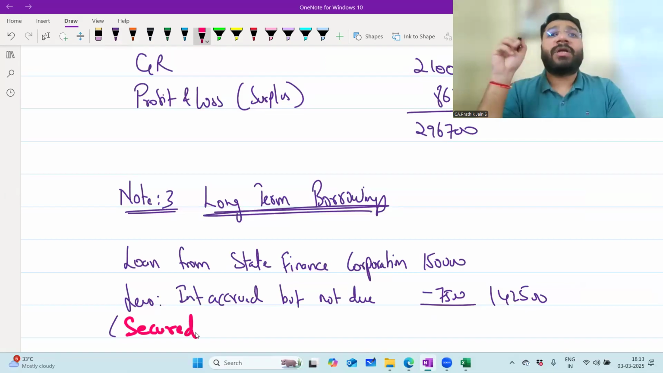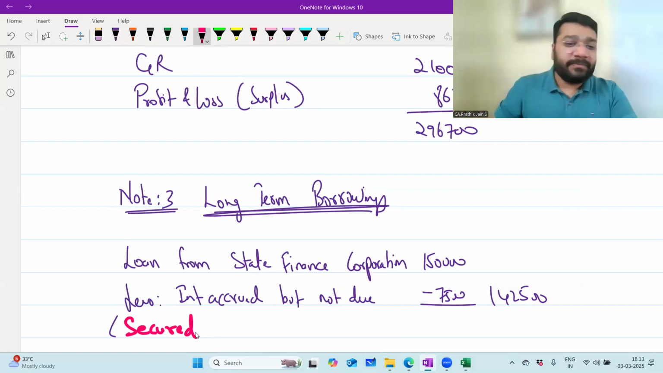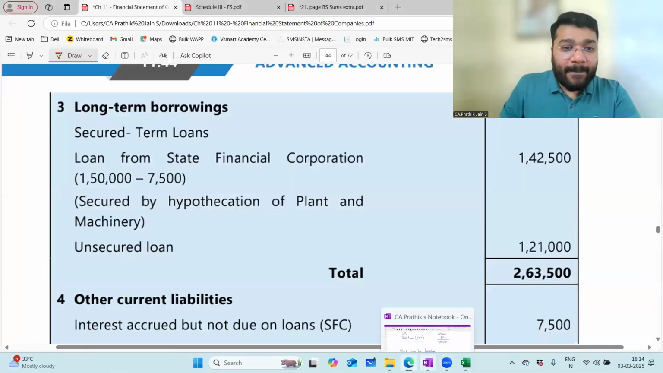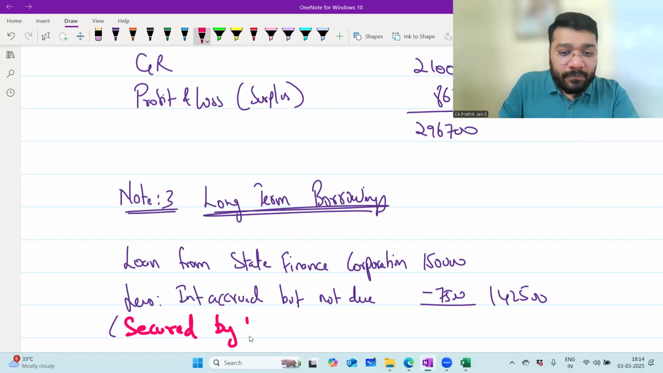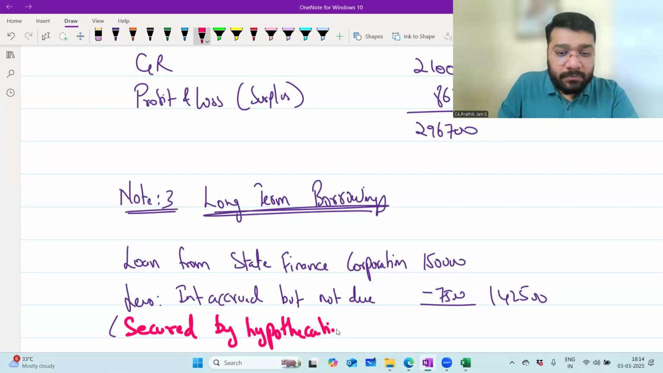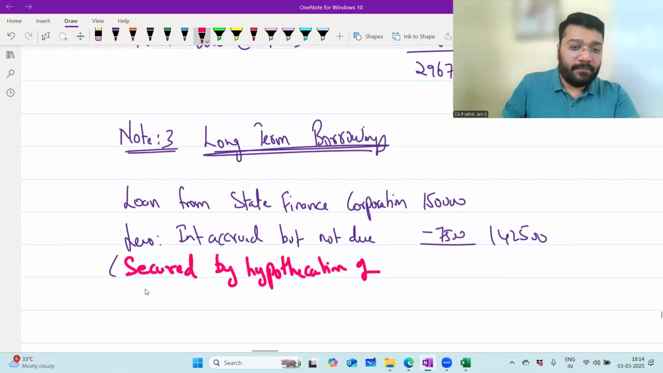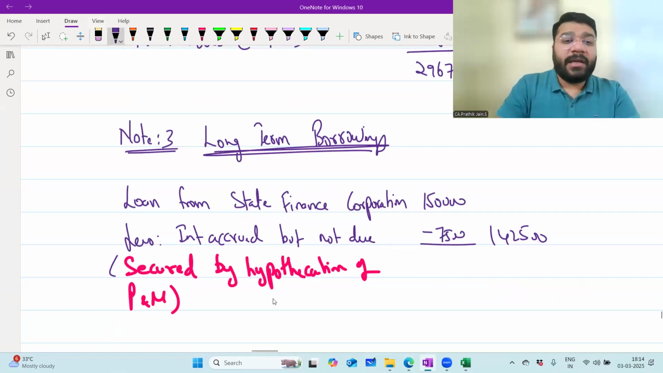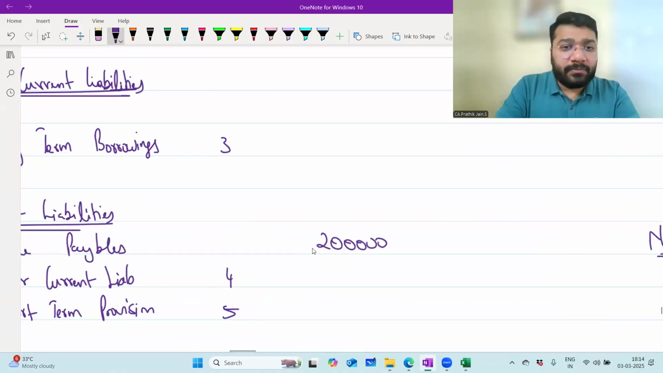Now, once you write this disclosure, take a highlighter and highlight it. Because next time, whenever you read it, the presentation part, writing part and value part, you'll take care of. The only place where you can make a mistake is not giving these disclosures. So highlight it, you'll remember it. Done. Record 1,42,500 in the outer column. That is the face of the balance sheet.